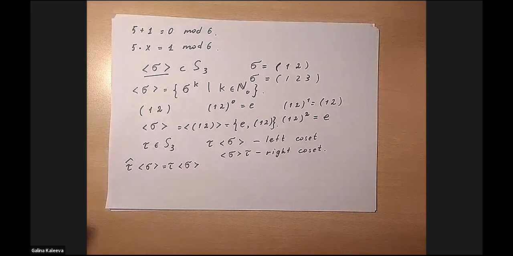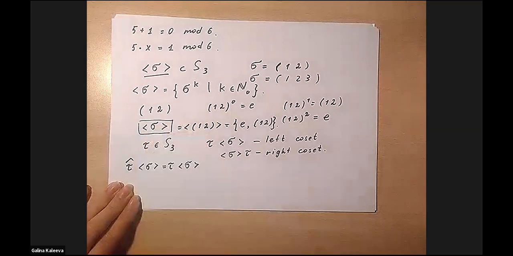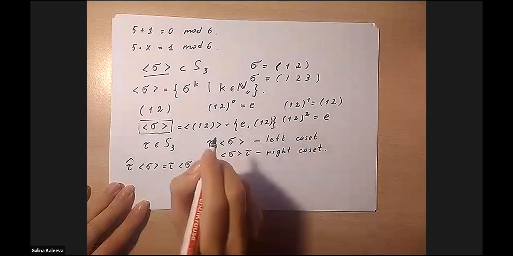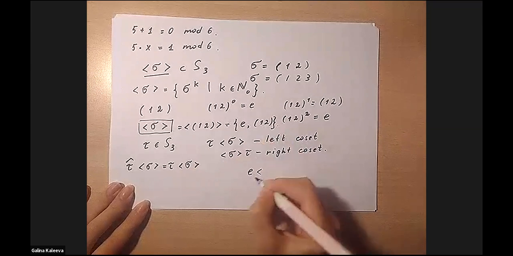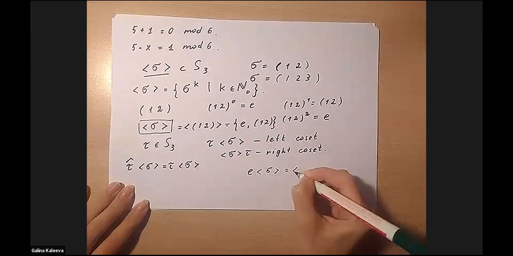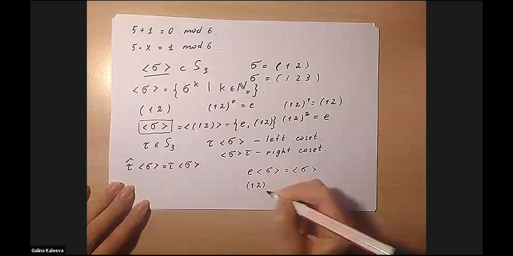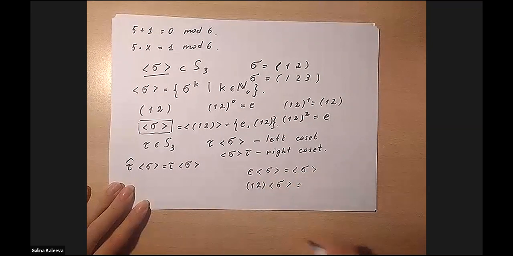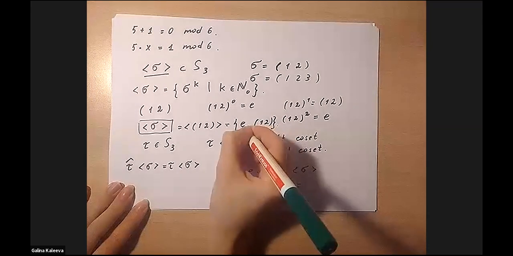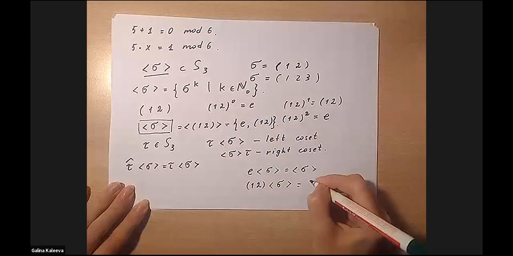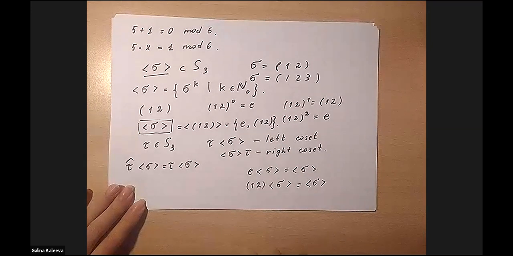For example, the example is very simple. Take this subgroup consisting of the neutral element and our permutation, and let's consider the coset of the neutral element, which is equal to our subgroup, right? And the coset of our permutation, which is also equal to our subgroup, because this permutation multiplied by this one is our permutation, and multiplied by this one is the neutral element, right? So the left cosets of different elements, neutral and our permutation, are the same.